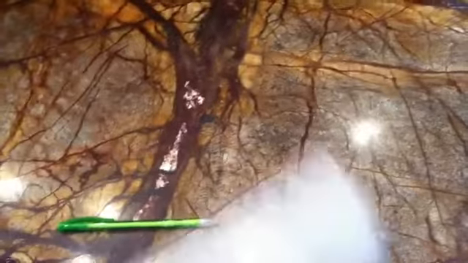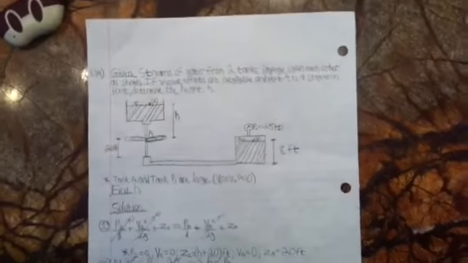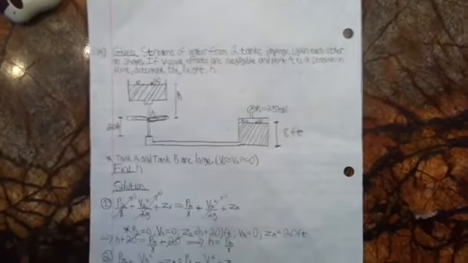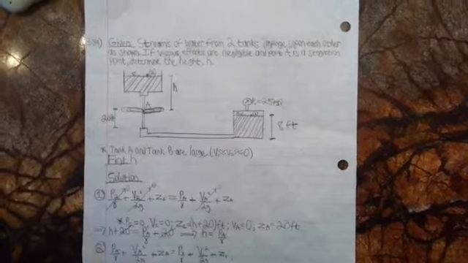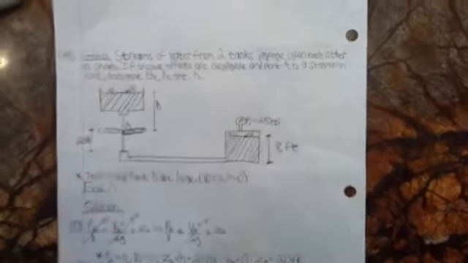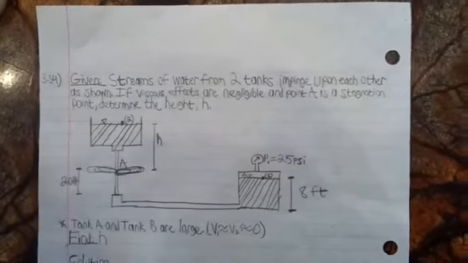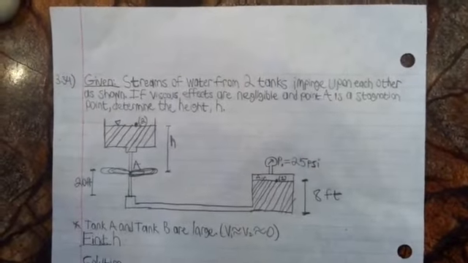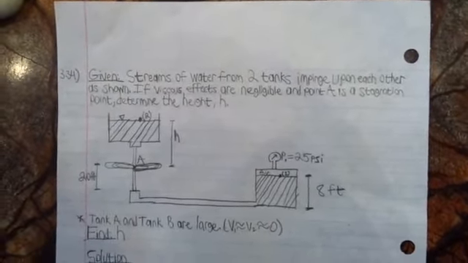So next we're going to get into an example here. I'm going to be doing example 3.34 from the book. Given in the problem statement, streams of water from 2 tanks impinge upon each other as shown. If viscous effects are negligible and point A is a stagnation point, determine the height h.